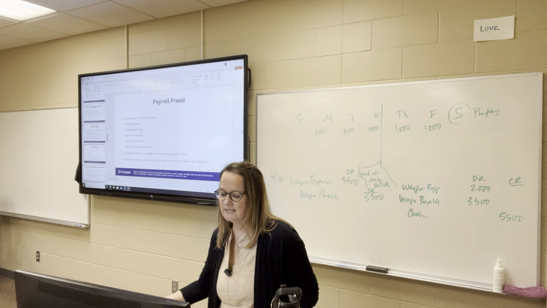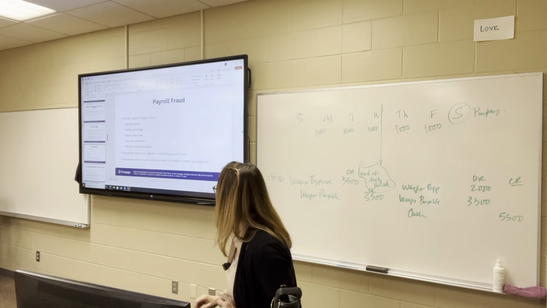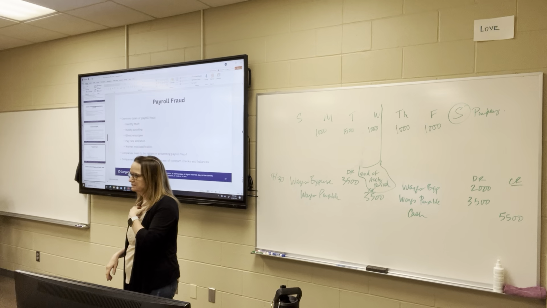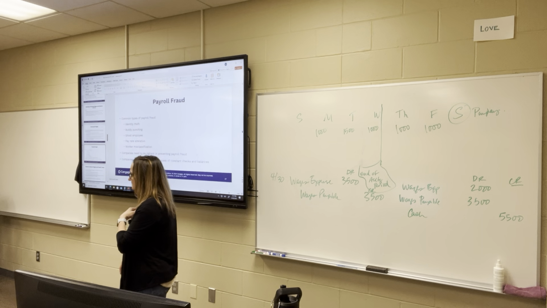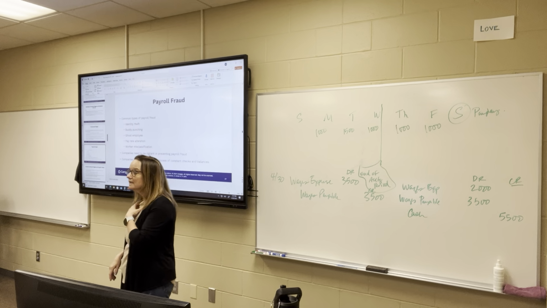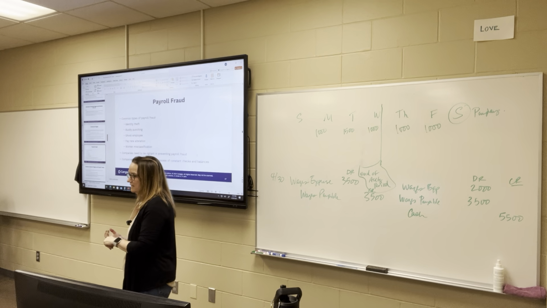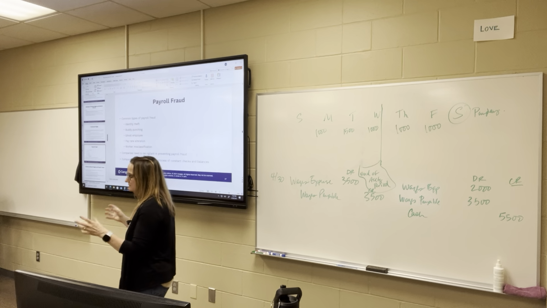Let's see. Last thing. So payroll fraud that we'll talk about. Payroll fraud is one of the most common types of fraud in institutions, because those in the payroll department are privy to a lot of very sensitive information. First off, you've got employees' names, social security numbers, addresses, phone numbers, age. You've got all sorts of information that if you weren't an honest person, you could do a lot of damage.